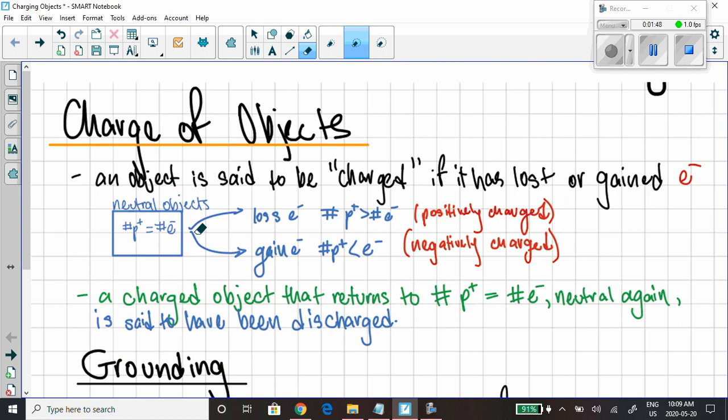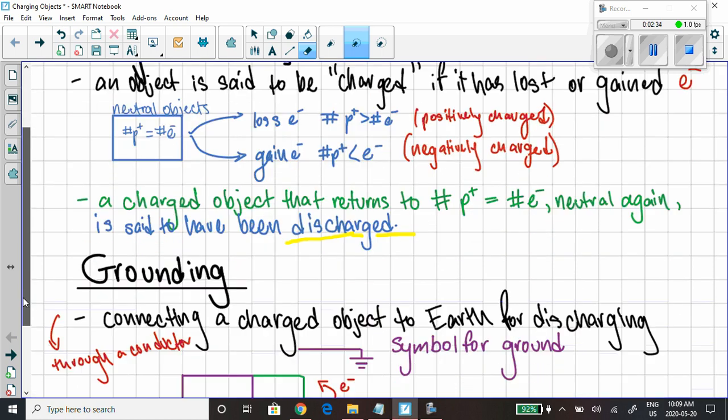What can happen? Well, there can be a loss of electrons, so the number of protons is greater than the number of electrons. Then that object would now become a positively charged object. Next, this object can gain electrons. So now the number of protons is less than the number of electrons. It is known as a negatively charged object. A charged object that returns to this equality, number of protons equals number of electrons, becomes neutral again. And when that happens, that particle is said to have been discharged. It's gone back to being neutral. All right.